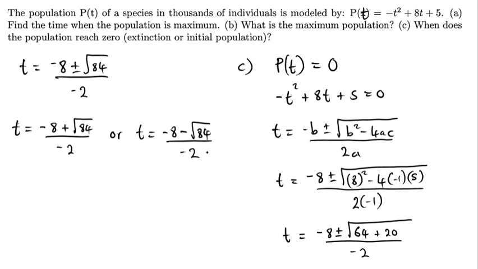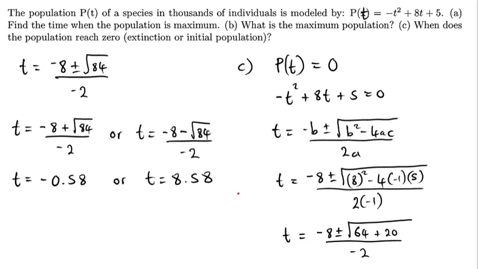Now, of course, we're going to get two results. The first result that we get will be negative 0.58. So t here is equal to negative 0.58, or t here is equal to positive 8.58.